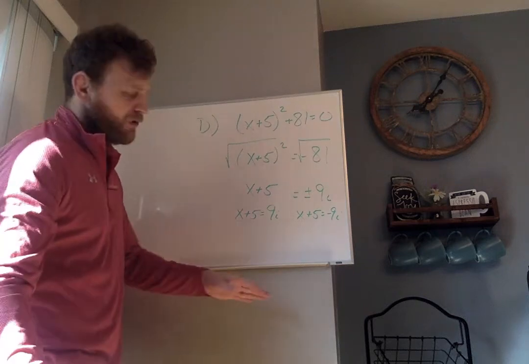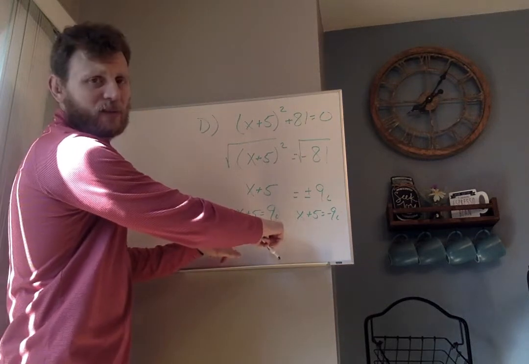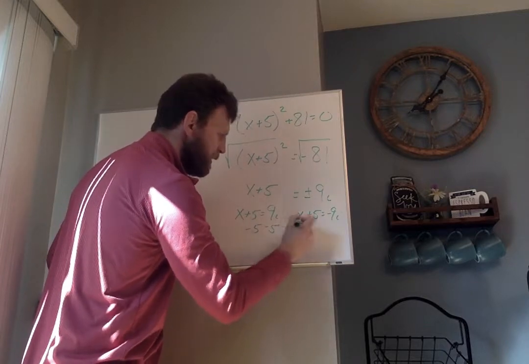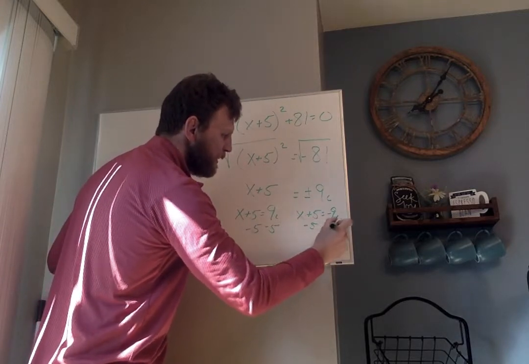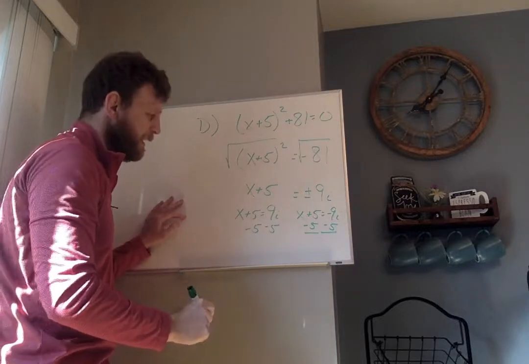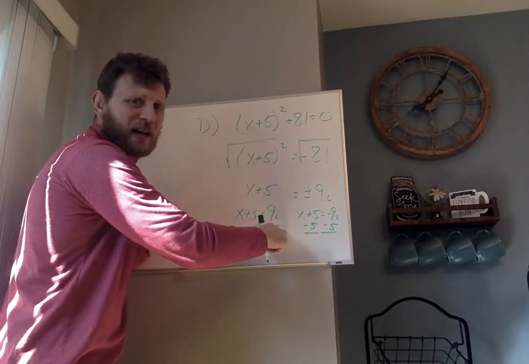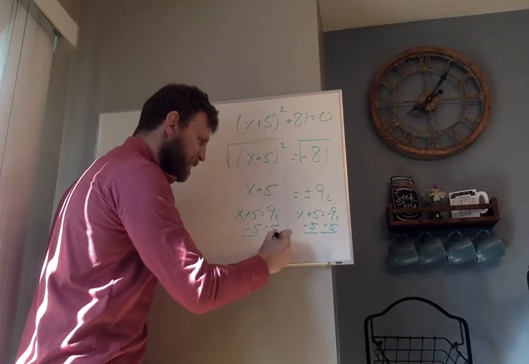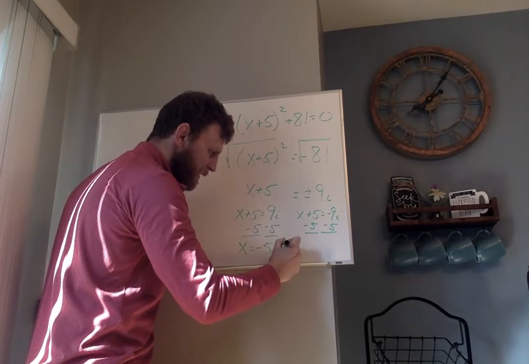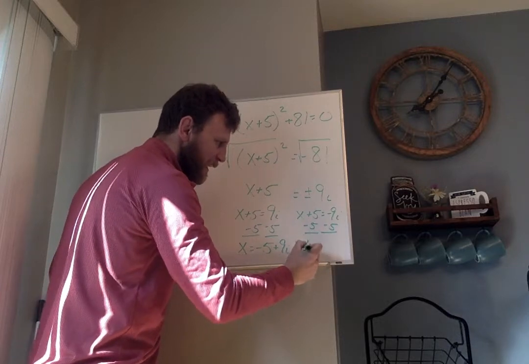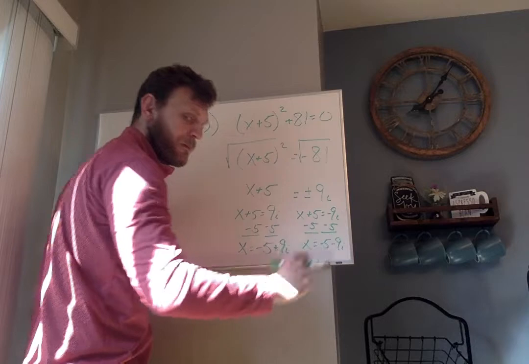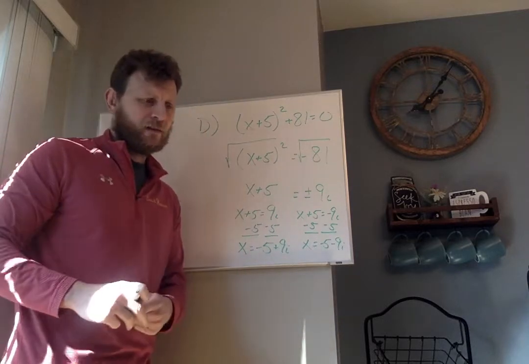Don't fall into this trap. I can't combine these two in this next step. So when I subtract 5 here, this is a complex piece, okay? I have an imaginary and a real part, and I can't combine them. So that's just x equals negative 5 plus 9i, and this is going to be x equals negative 5 minus 9i. That's it, okay?